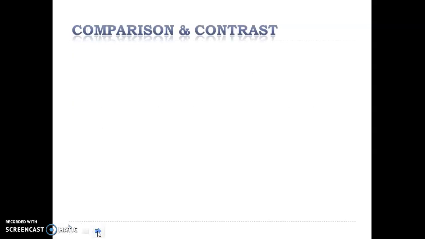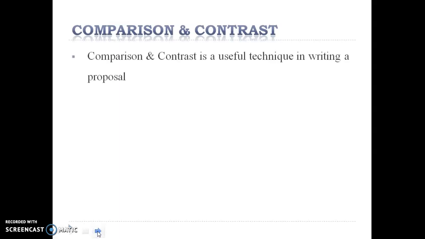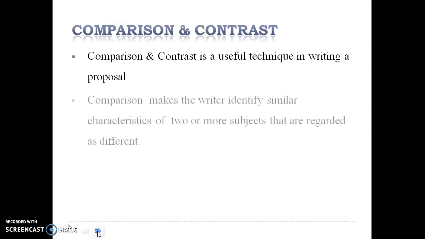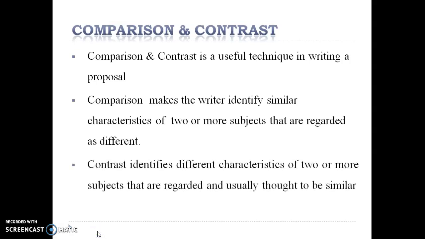All right. Now, coming to the next technique, comparison and contrast. Certain writers do use comparison and contrast in technical documents. A comparison and contrast is a useful technique in writing a proposal. Comparison makes the writer identify similar characteristics of two or more subjects that are regarded as different, whereas contrast identifies different characteristics of two or more subjects that are usually thought to be similar. So that is one way of presenting your data.